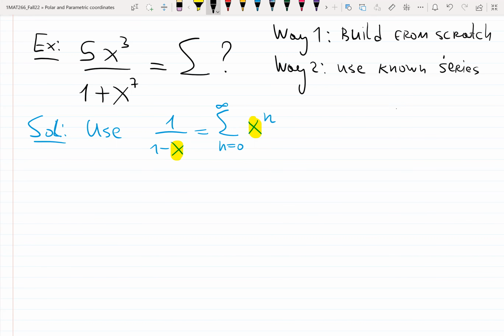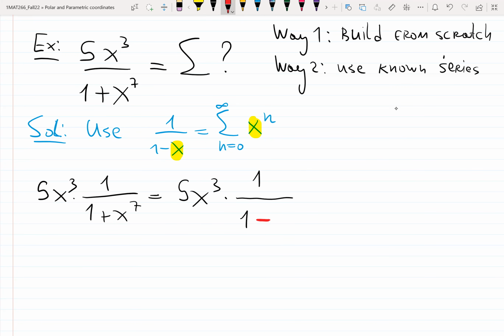So we will have 5x cubed kicked out, 1 over 1 plus x to the 7. Looks better than before, but I need minus. So you know the trick. It's going to be 5x cubed, 1 over 1 minus. And the new input now shows up. Minus x to the 7 is my new input.